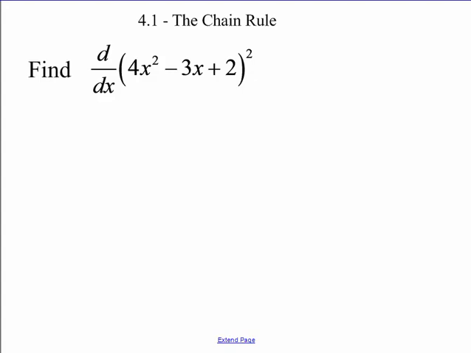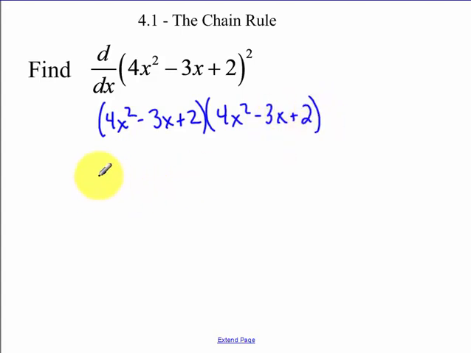Today we're going to be talking about the chain rule, which is when we take derivatives and we have a composition of functions. So let's look at this derivative here. So we have 4x squared minus 3x plus 2. And when you square something, it's like multiplying by that same thing. So let's use our product rule.